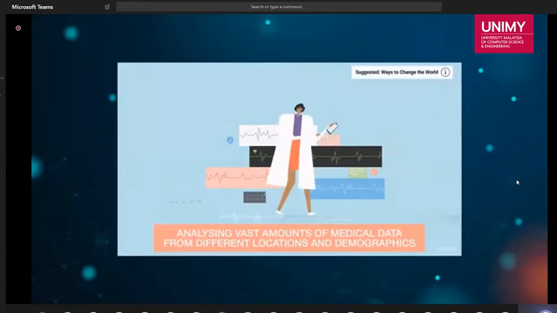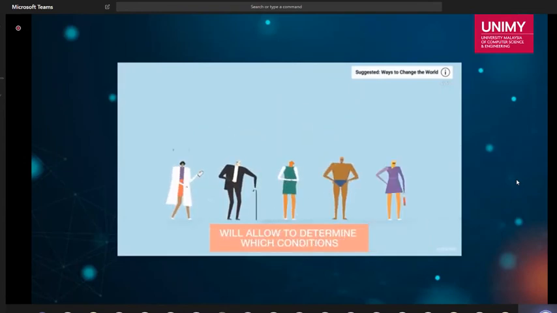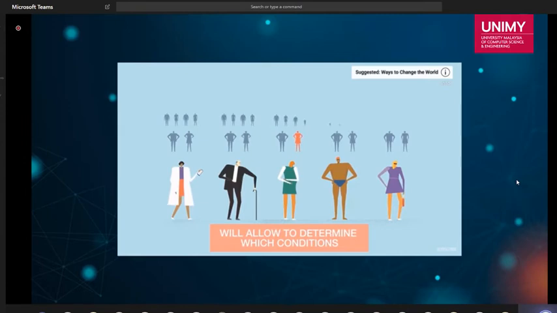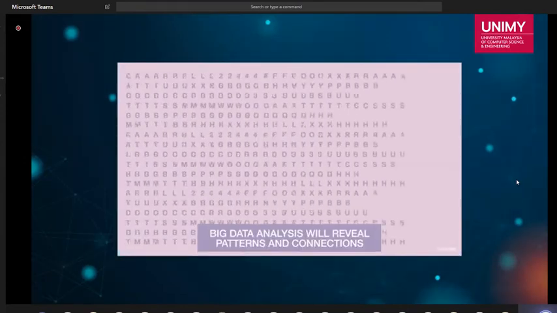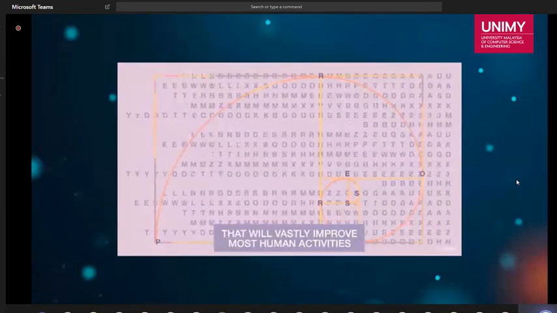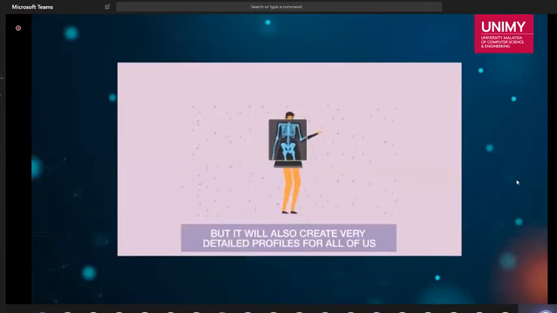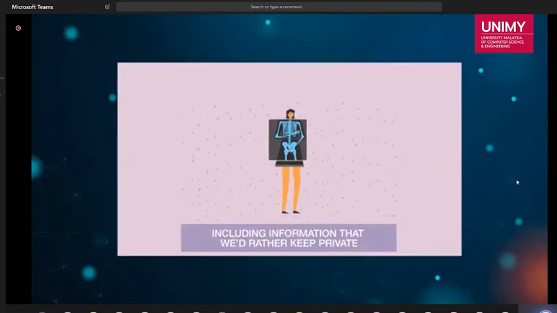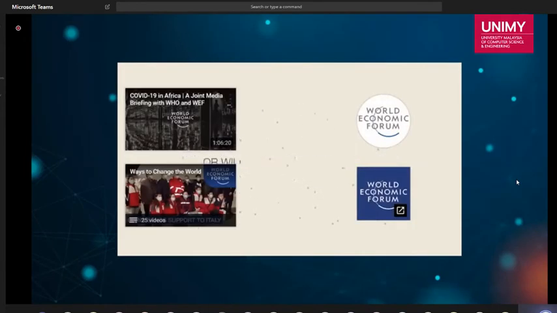Analyzing vast amounts of medical data from different locations and demographics will allow us to determine which conditions improve the effectiveness of certain treatments and which don't. Big data analysis will reveal patterns and connections that will vastly improve most human activities. But it will also create very detailed profiles for all of us, including information that we'd rather keep private. Will big data make privacy obsolete? Or will it bring transparency, accountability, and progress?